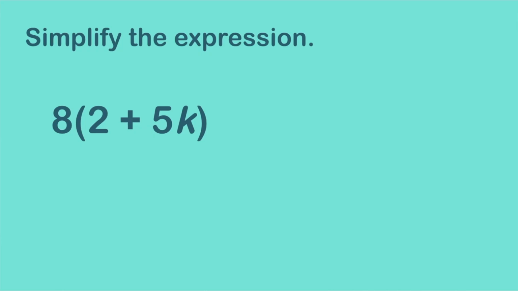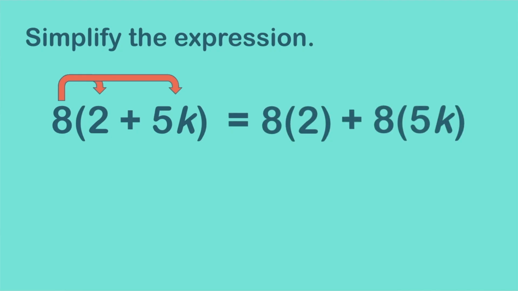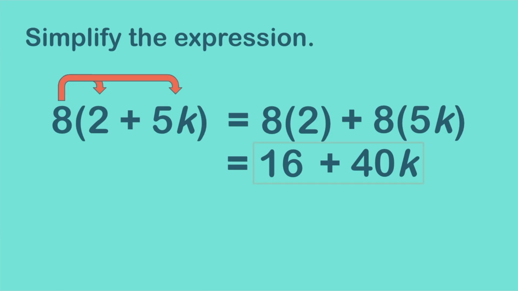In this first problem, we want to simplify 8 times the quantity 2 plus 5k. We'll distribute the 8 to 2 and 5k and get 8 times 2 plus 8 times 5k. Now simplify. 8 times 2 is 16 and 8 times 5k is 40k. So 8 times the quantity 2 plus 5k simplifies to 16 plus 40k. Since 16 and 40k are not like terms, they cannot be combined, so the expression is fully simplified.